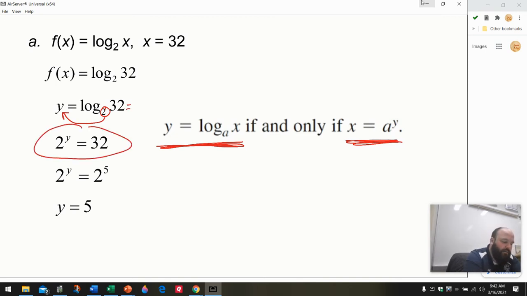Now what you see is we have an exponential equation that we should be able to solve using, if you recall from a few videos ago, your one-to-one property. We need to rewrite 32 so it has the same base. So 32 is 2 to the 5th. Now that the two bases are the same, you can see that y is equal to 5. And there's our final answer. y is 5.